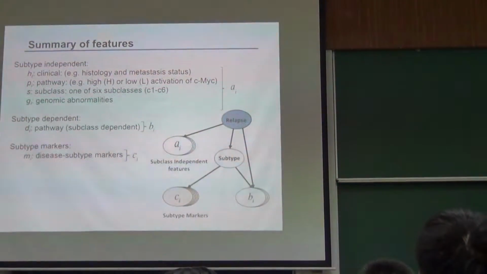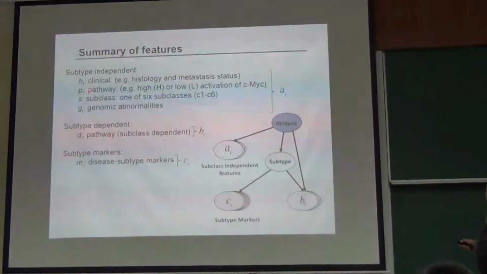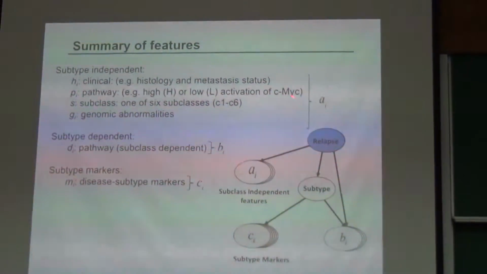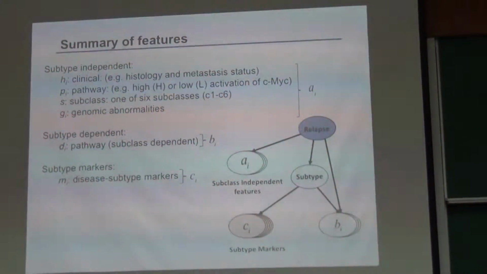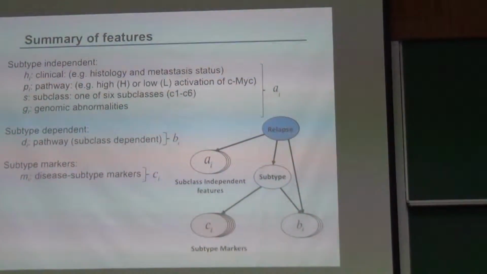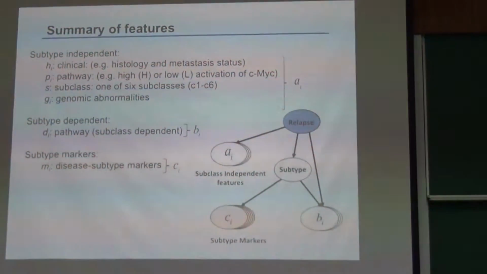So these are the kinds of features that I'm going to use. Again, I'll use clinical features and pathway features, whether the pathway has a high or low activation score, as determined by this projection. What is this not doing what I want it to do?